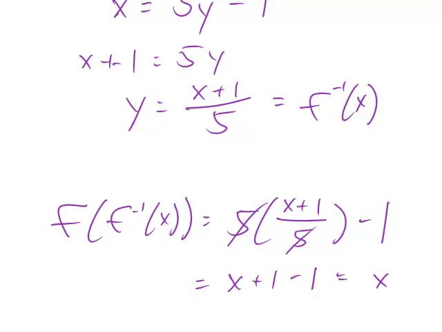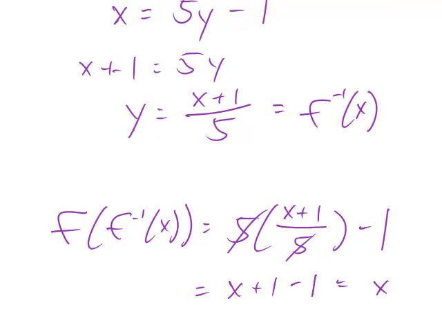We get x back. That means f undoes what f inverse does, which makes sense because, as we just mentioned, you're doing the opposite things. You're subtracting, dividing, or you're adding and dividing in a different order. And I'll let you check f inverse of f is equal to x. It's the same thing.